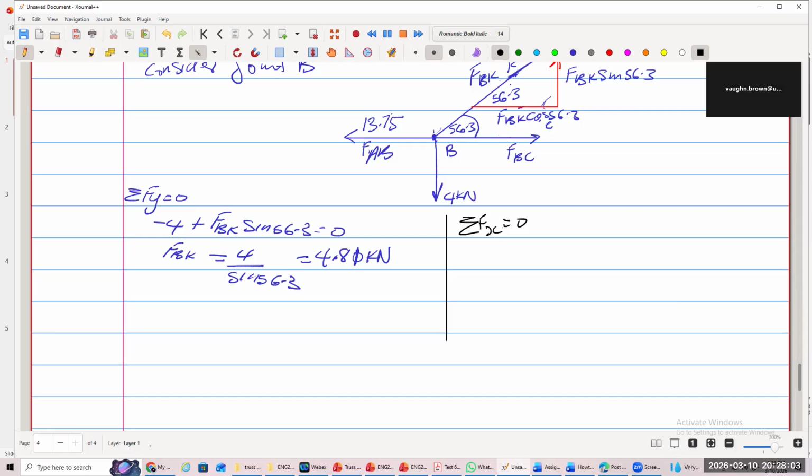Sum of the forces in the x equal to 0. So in the x, we have quite a bit of forces there. The first one we have is F_AB. Is it positive F_AB or minus F_AB? Minus. And I hope you recognize why it is minus: because it's in tension, so you must put it in the opposite direction. And then we have plus F_BC plus F_BK cos 56.3 equals 0. You agree with that?